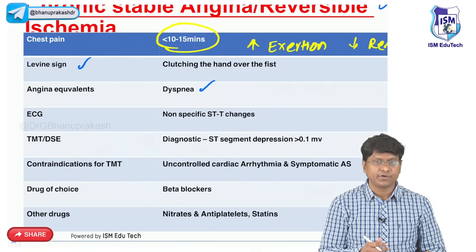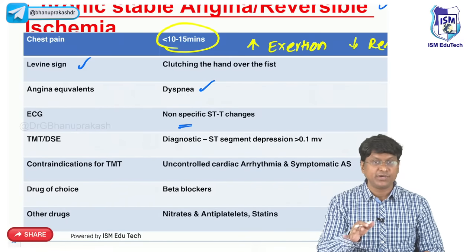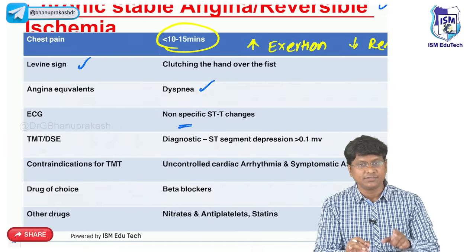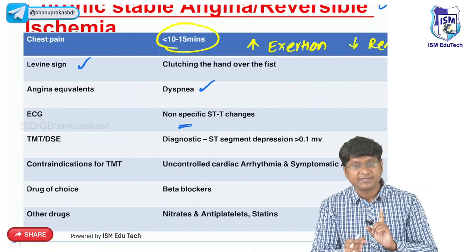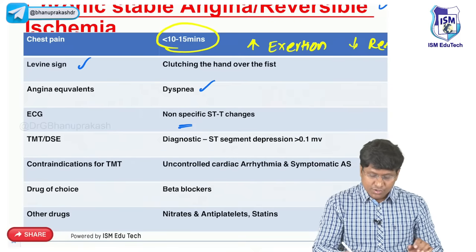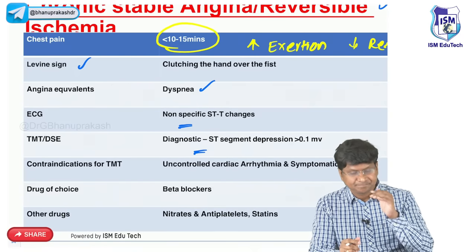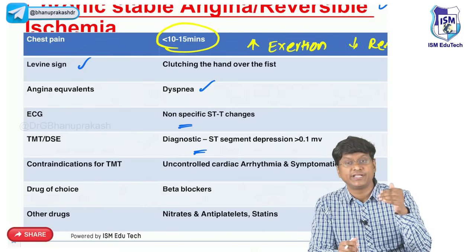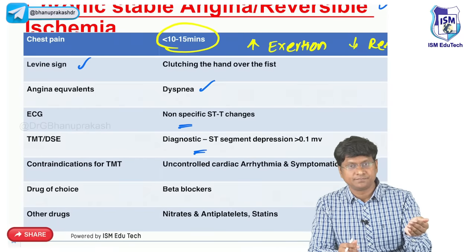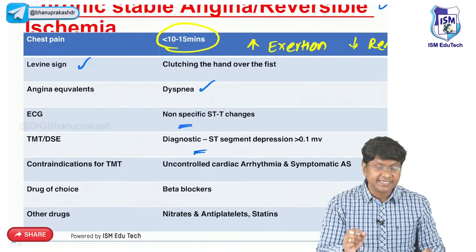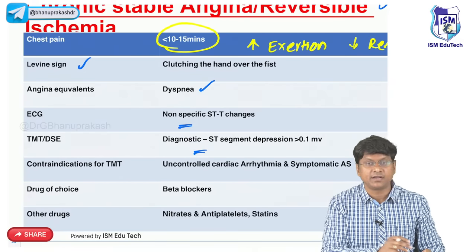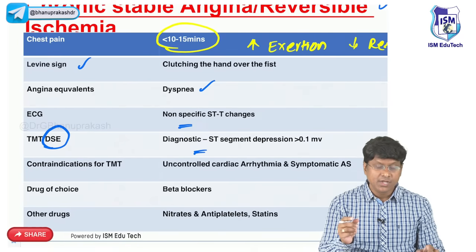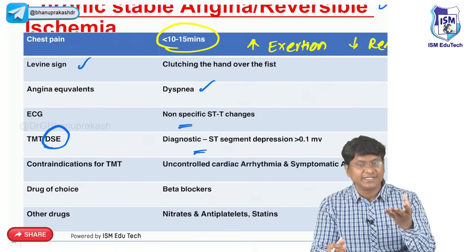And the ECG in case of chronic stable angina, you don't have any specific changes. You have non-specific ST-T changes. Then what will be the diagnostic investigation for chronic stable angina? That is the treadmill test or dobutamine stress echo. When you do a treadmill test, if you have development of ST segment depression of more than 0.1 millivolts, then the TMT is positive, suggestive of an underlying coronary artery disease. Then what is this dobutamine stress echo? In dobutamine stress echo, you start the injection of dobutamine, which will increase the heart rate.